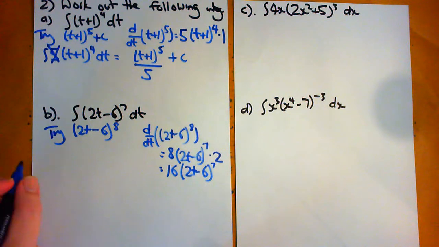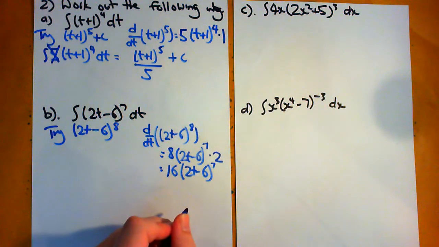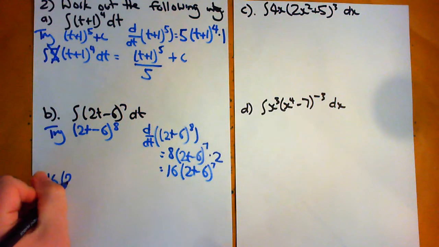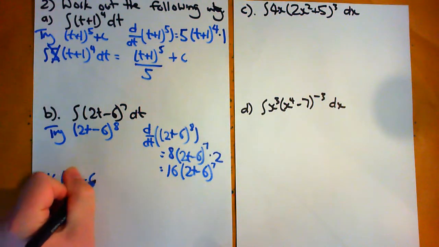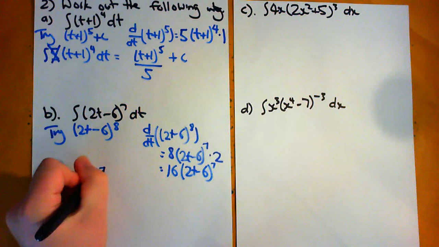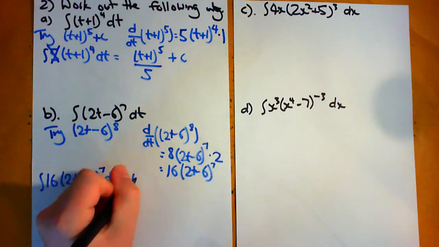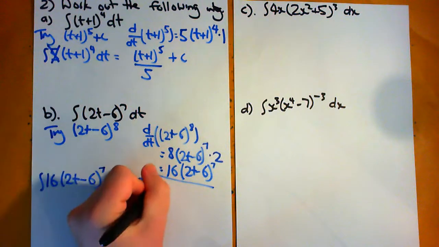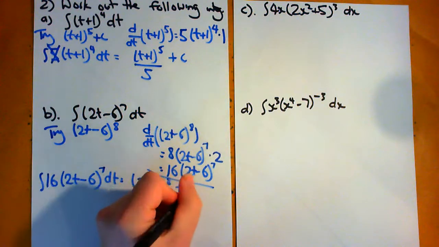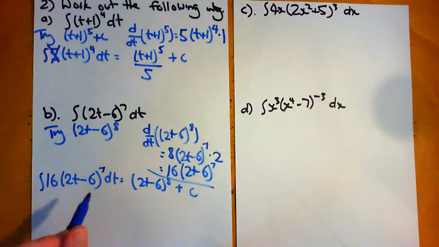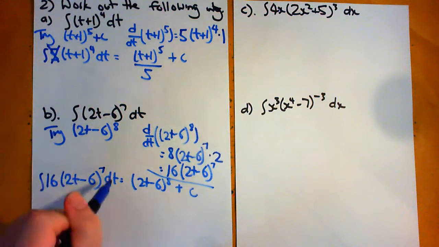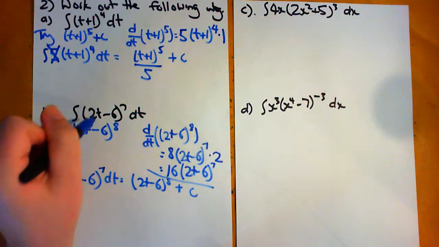So far what we've got is our differentiation statement. Let's turn that into an integration statement. So we've got integral of 16 times 2t minus 6 to the power of 7 dt. That is what we tried, which was 2t minus 6 to the 8th power plus your constant. So we've got the 2t minus 6 to the power of 7 if we compare this integral with that integral.